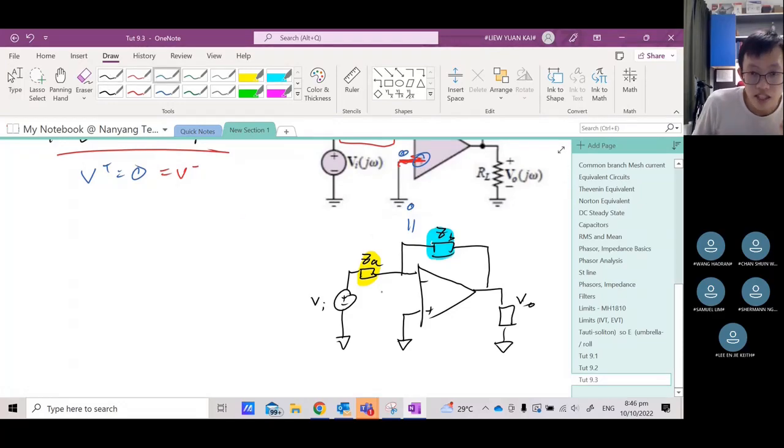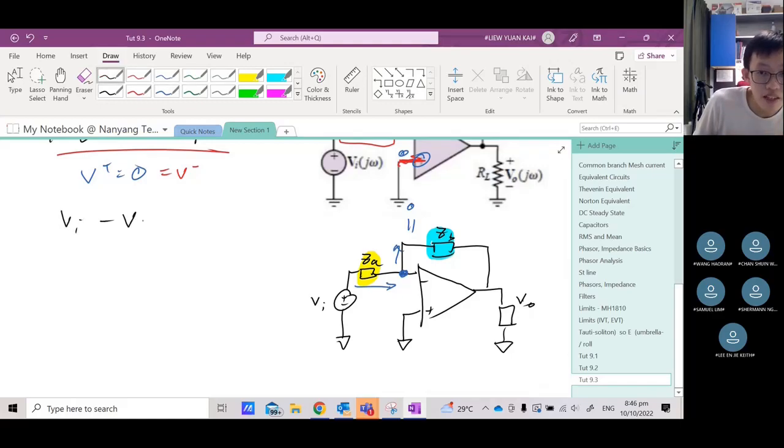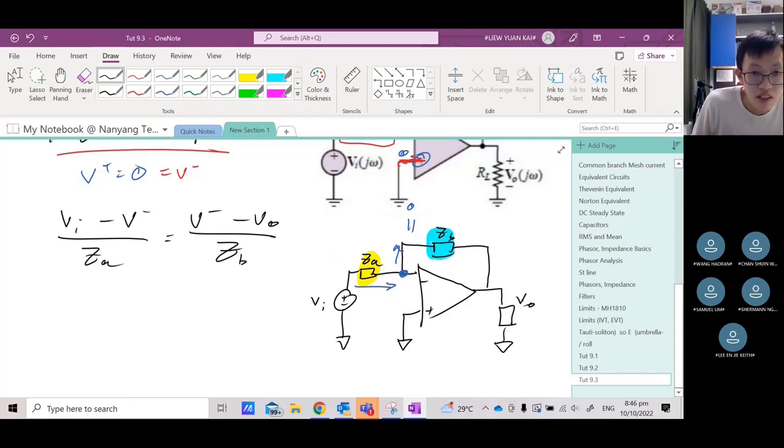Yeah, let us just do the KCL at the negative terminal. So current going in, current going out. The one going in will be V in minus V minus over ZA. And then, V minus, start from here, we end at here, right? Current going like that. So V start minus V end divided by ZB.